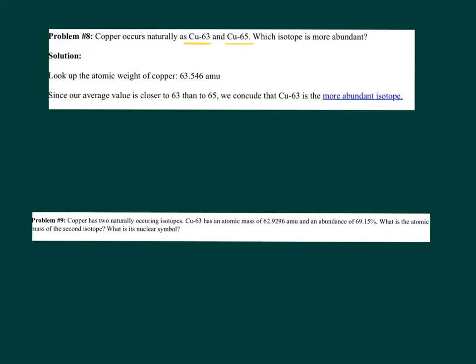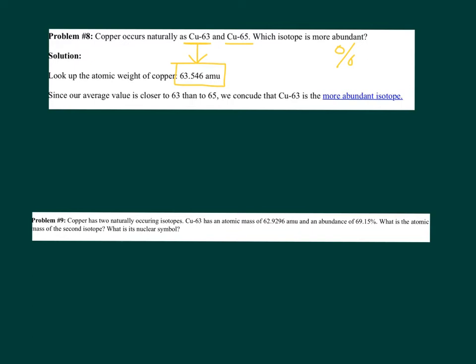In this question, it says copper occurs naturally as copper 63 and copper 65. Which isotope is more abundant? Abundant refers to percent, meaning which one has the greater percentage in nature. Well, if you look up copper, its mass on the periodic table is 63.546. So this copper is closer to the actual average mass than this one. Copper 63 differs by less than half a gram, where copper 65 differs by almost a gram and a half.